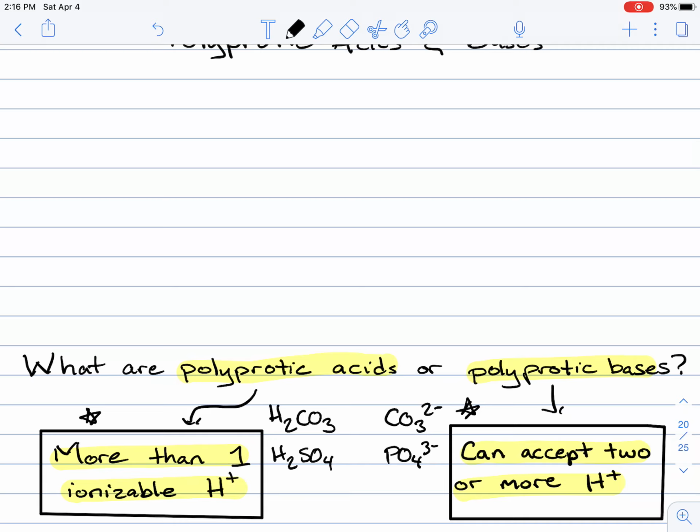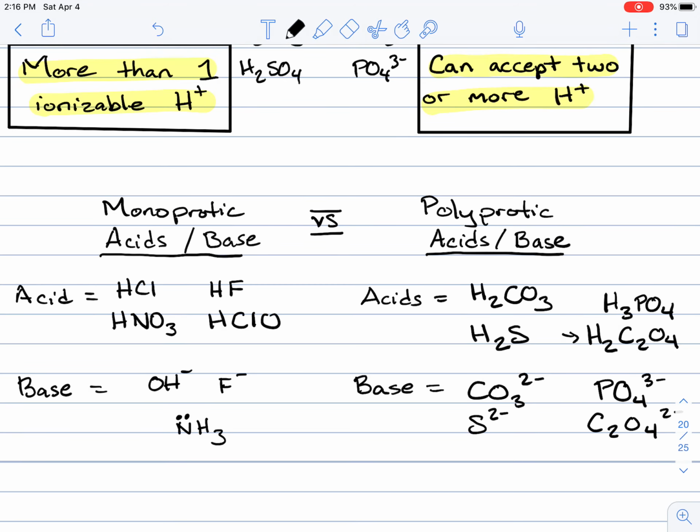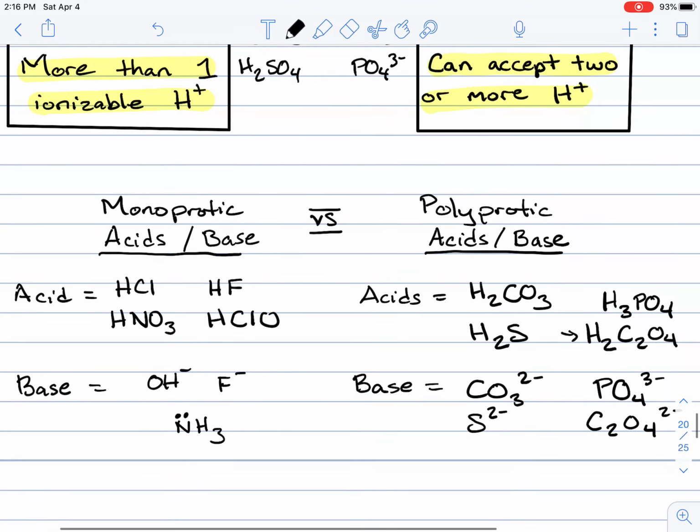And so we're going to go ahead and look at the key differences between polyprotic acids and bases compared to their monoprotic form. When we're comparing and contrasting the monoprotic and the polyprotic form of these acids and bases, what we're looking for is the number of ionizable hydrogens for acids. Now for bases, we are looking for its ability to potentially accept two or more hydrogen ions.